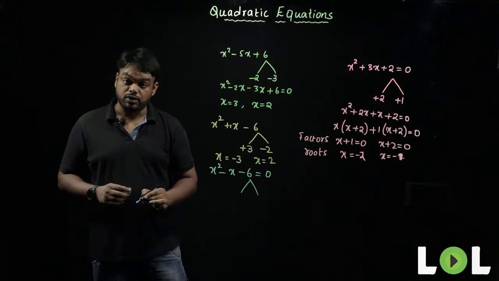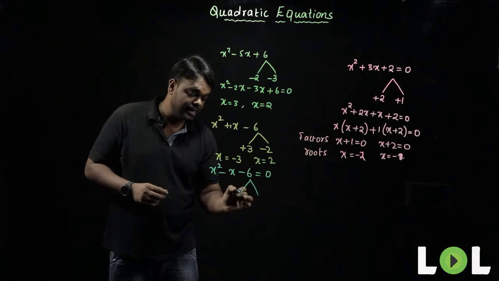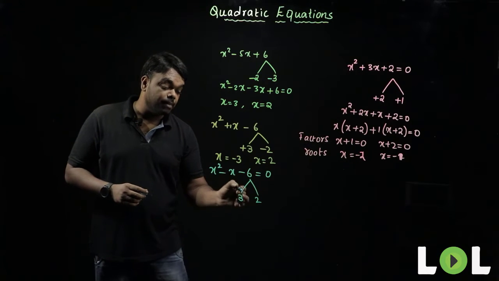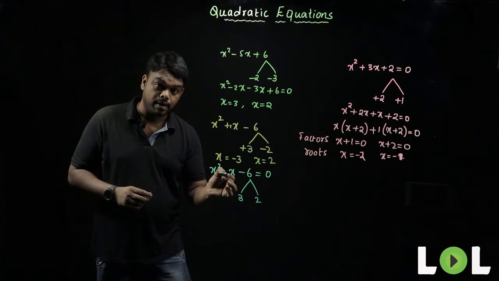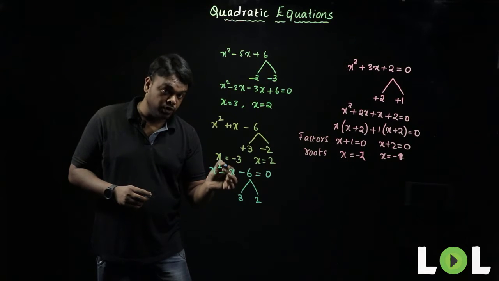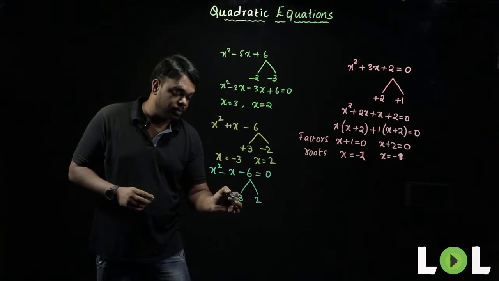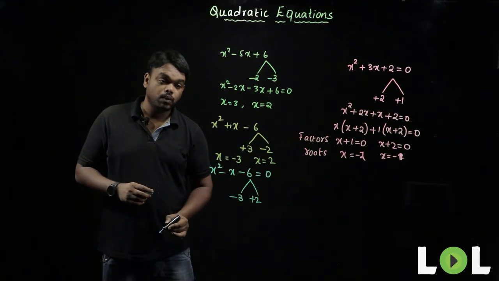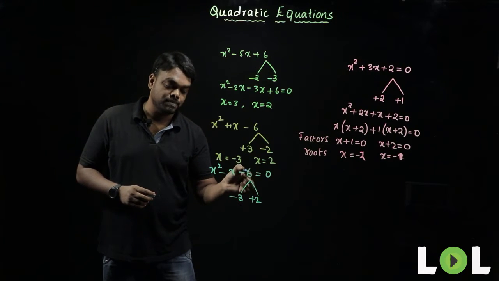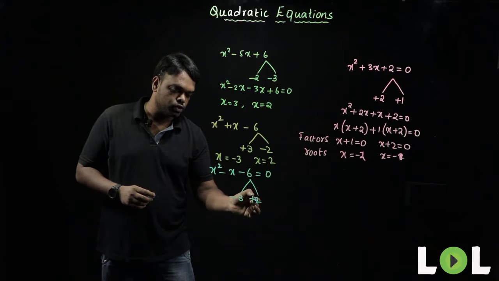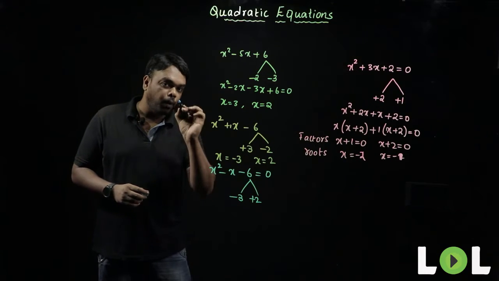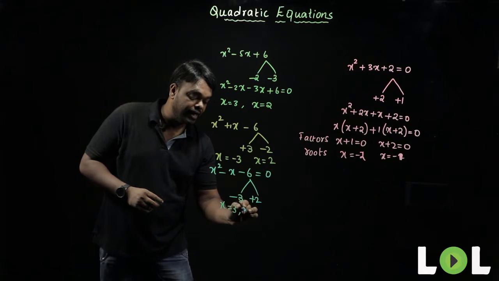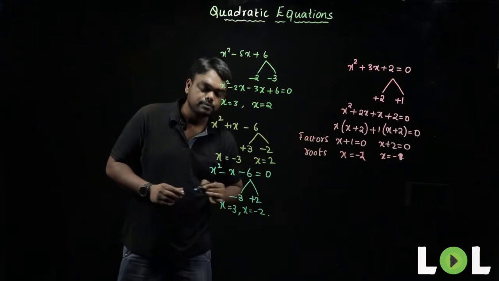Again, I want the product of the two numbers to be minus 6. I will take 3 into 2 as 6. Now this time the sum of the two numbers must be minus 1, because there is nothing beside the x, so the coefficient is 1. So this has to be minus, this has to be plus. Agree? Minus 3 into plus 2 is minus 6. Minus 3 plus 2, the sum is minus 1. Perfect. Then the roots will be x equals 3 and x equals minus 2.